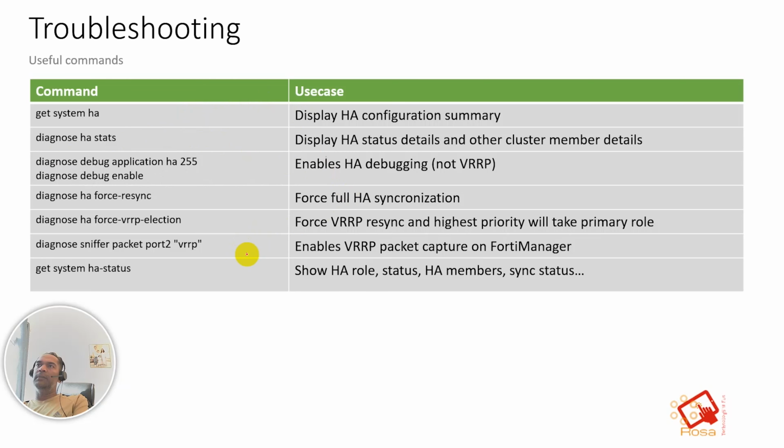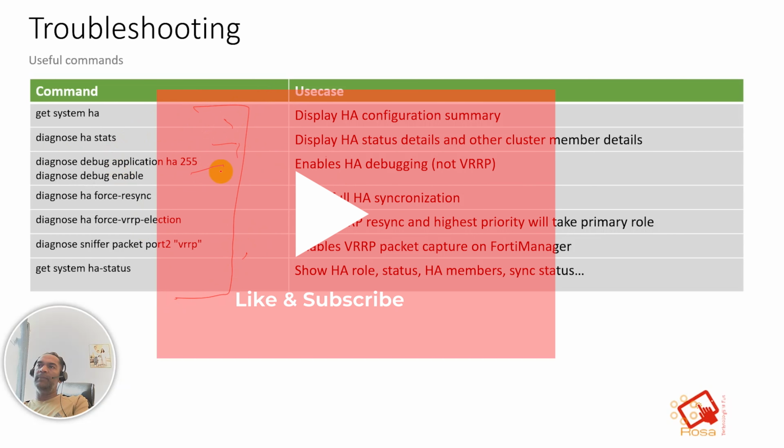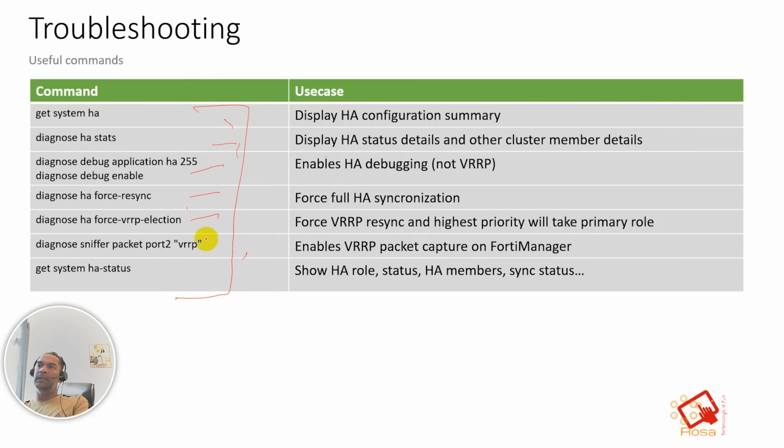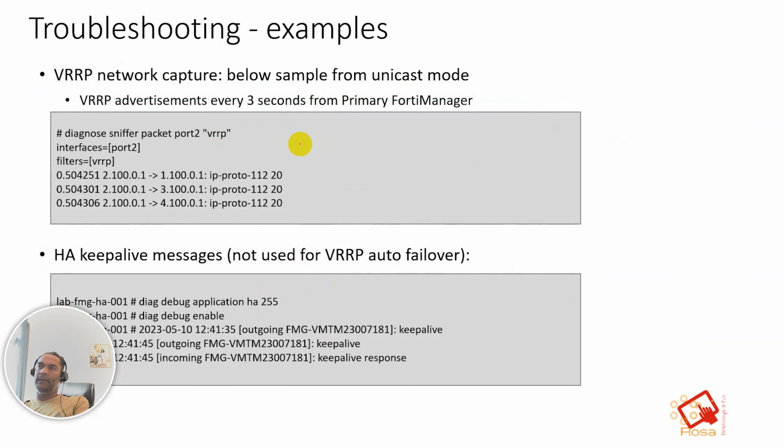These are the useful commands for troubleshooting: get system HA, diagnose HA stats, diagnose debug application, force resync, VRRP election, sniffer, and HA status. These commands will help you troubleshoot most of the issues for a failover in FMG or any HA related issues. Get system HA status shows us the status of your FMGs, whether they are primary, secondary, and other information.